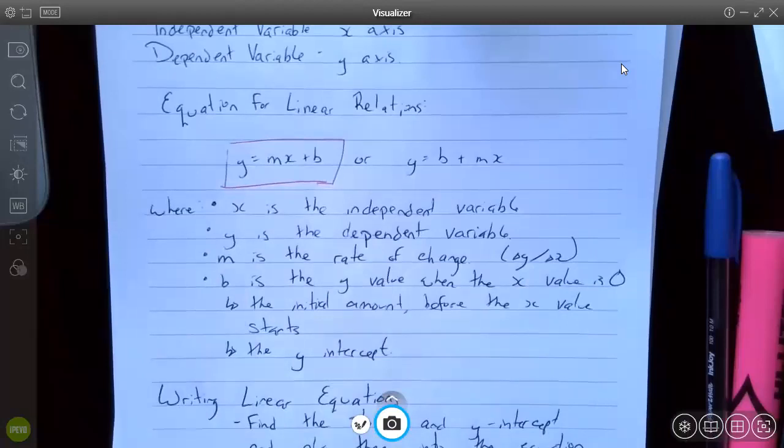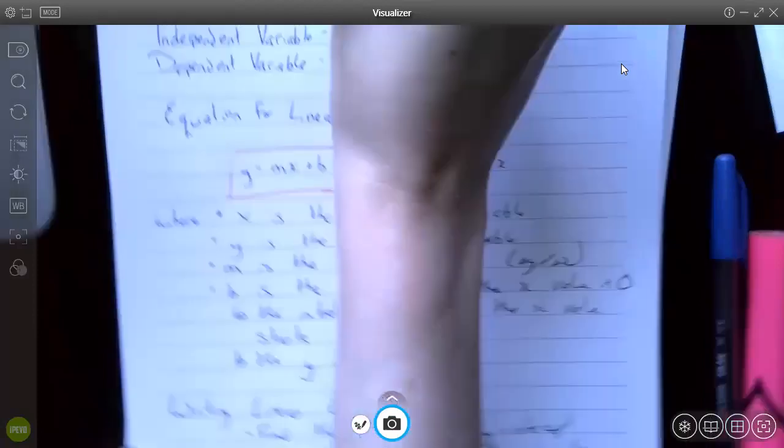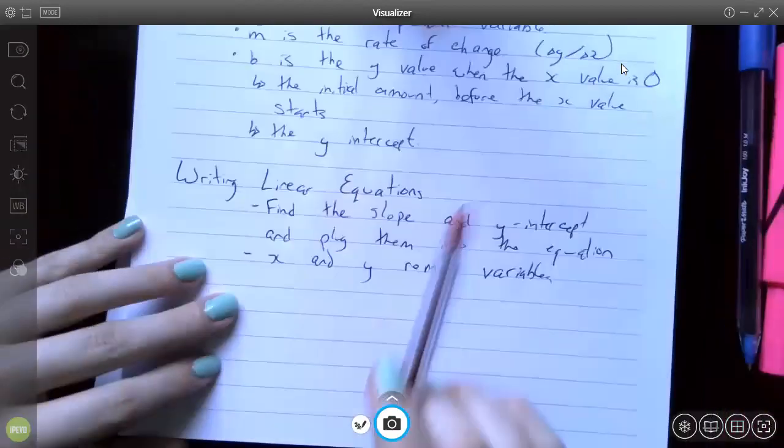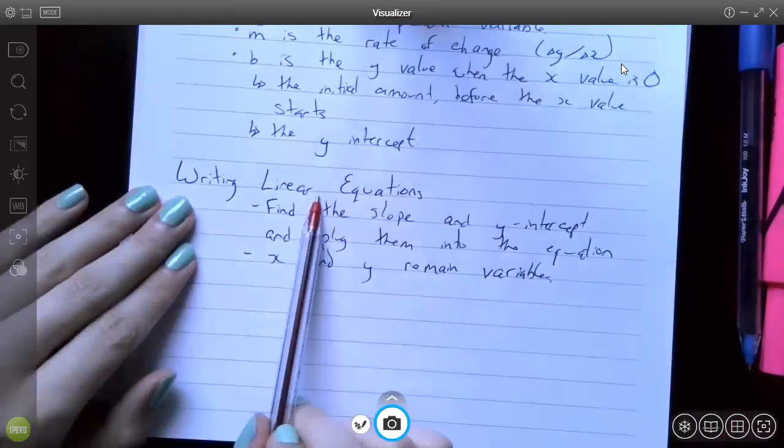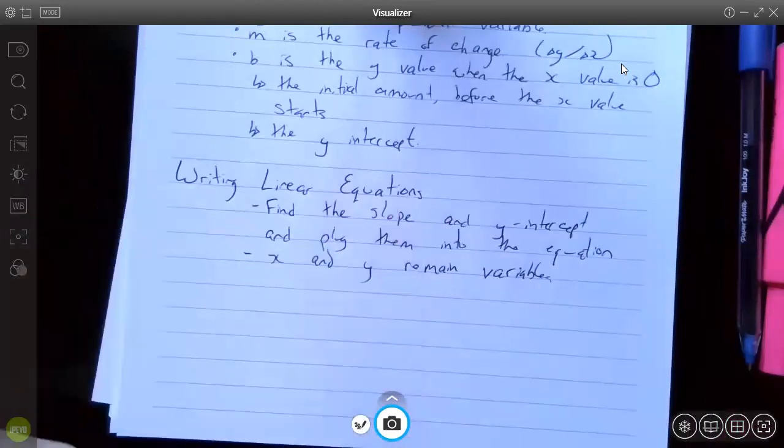So what we're going to be doing in today's lesson is essentially going through how to write these linear equations in the form y equals mx plus b, based on whether you're given a graph, a table, a diagram, or a word problem.